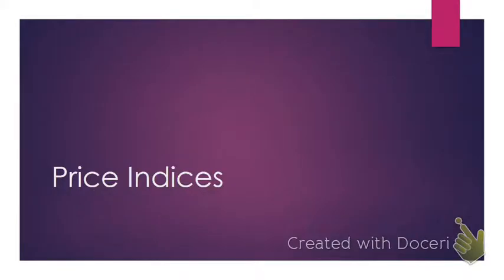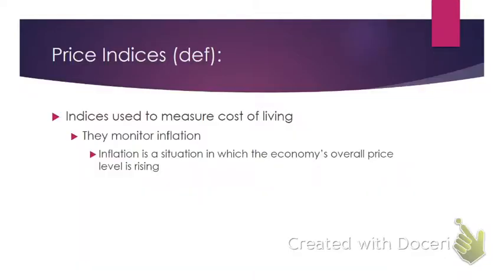Now we're going to do price indices. Okay, with price indices, I hope we can get through this. The definition of a price index: an index used to measure the cost of living. These monitor inflation, right? Another way to monitor inflation. Inflation is a situation when the economy's overall price level is rising. All right, so we use price indices to monitor inflation.